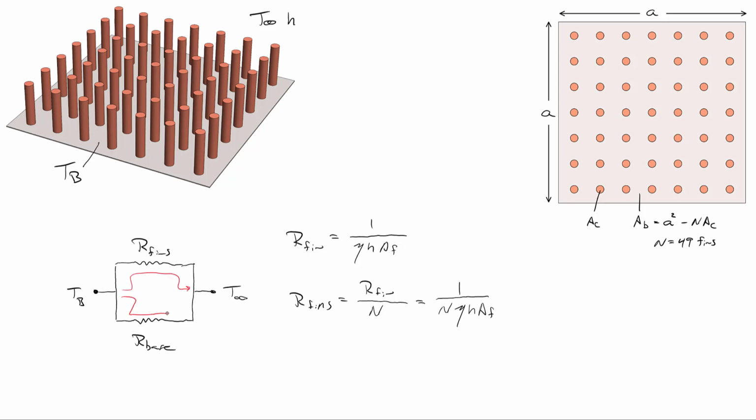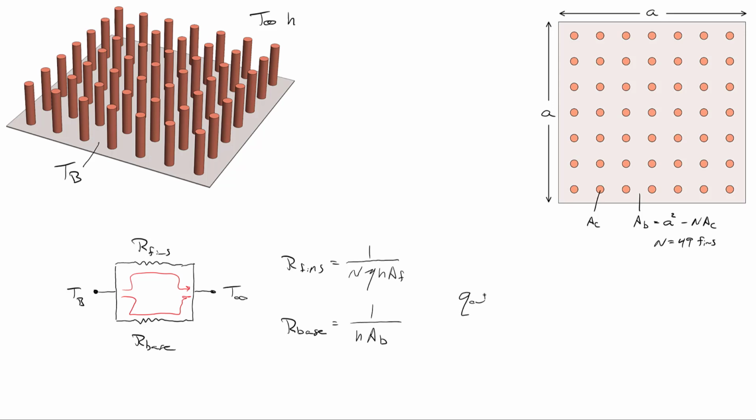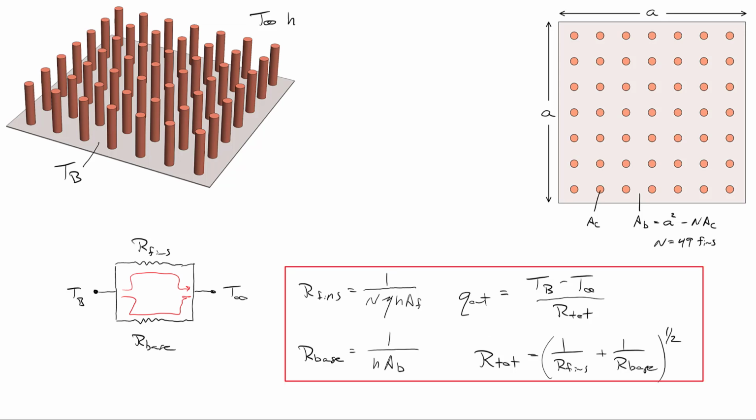We either have heat flowing through the fins or heat flowing through the base. So our total rate of heat transfer, Q out, is equal to the driving force, the temperature of the base minus the ambient temperature, divided by the total resistance, in which we've defined our total resistance now as just two resistors in parallel: 1 over R fins plus 1 over R base, the reciprocal of those two sums. And when combined, these equations form a fairly convenient way to calculate the total rate of heat transfer from a fin array.